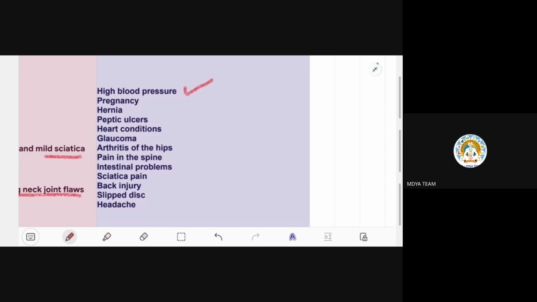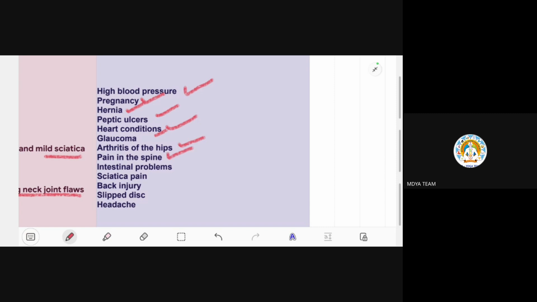Okay, so the one who experiences high blood pressure, let them do it slowly, only 10 degrees, 5 degrees, then slowly raise the body. One will definitely be cured, or won't be suffering from high blood pressure, and then one can lift up the body this much. During pregnancy, no. Hernia, peptic ulcer, heart condition, glaucoma, arthritis of the hips, where there is such a problem or trouble where one cannot sit properly or walk properly, they shall avoid this.